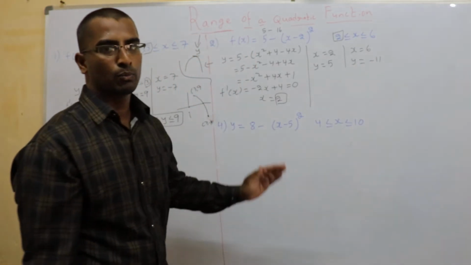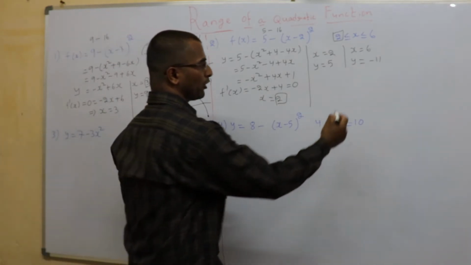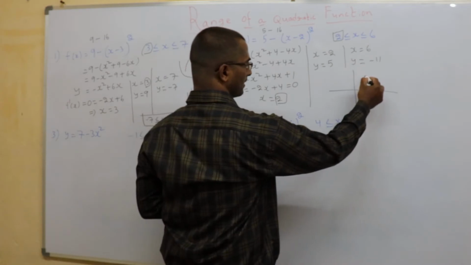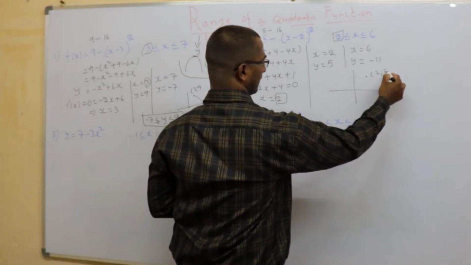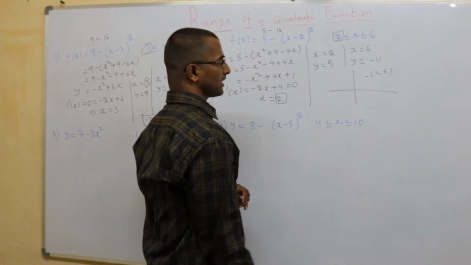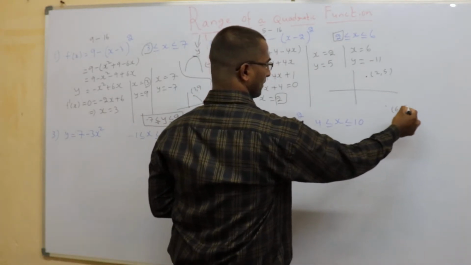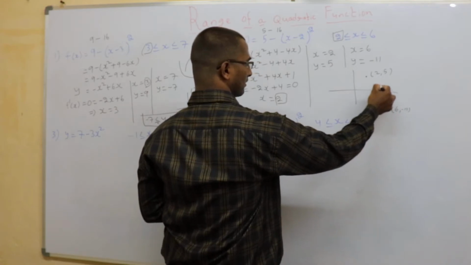Right? Now plot the graph. Plot the points. Where will 2 and 5 come? If I say here, let us say 2 comma 5. Where will 6 and minus 11 come? Here. So my graph is in this way.